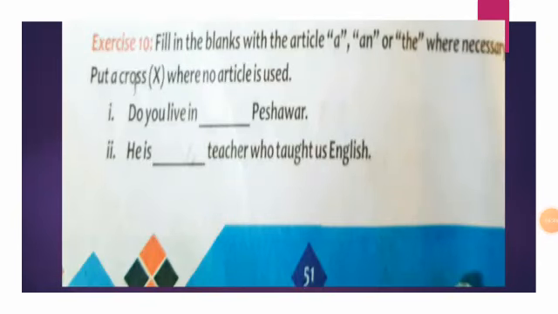Now come to exercise number 10. We have done exercise 8, exercise 7, and I think there is a mistake in the book, but yes, they have written exercise 10. It may be exercise 9, page number 51. Exercise 9 is missing in the book. Fill in the blanks with the article a, an, or the where necessary. Put a cross where no article is used. If there is no need of any article, you will put a cross.